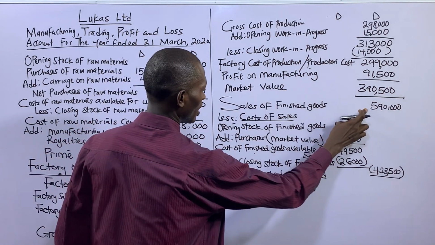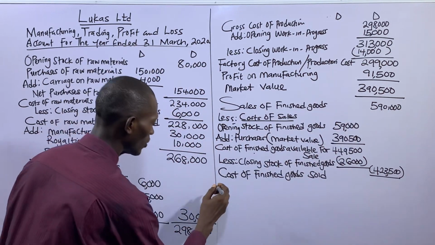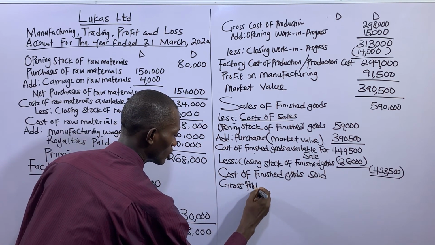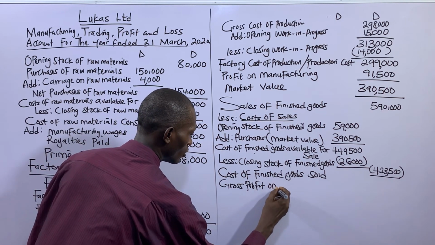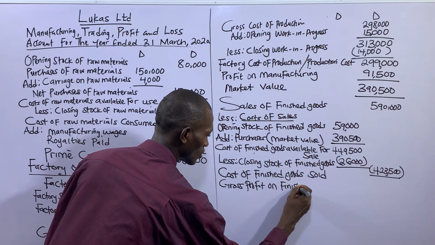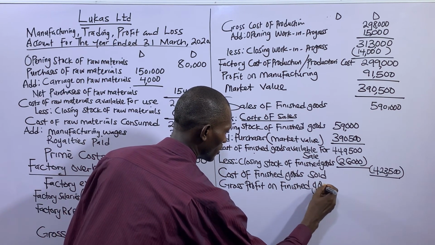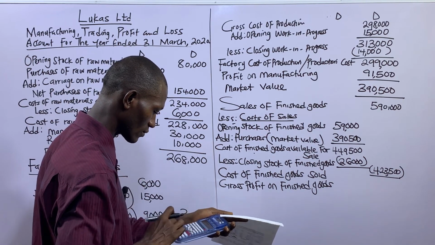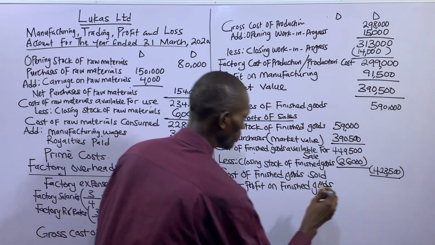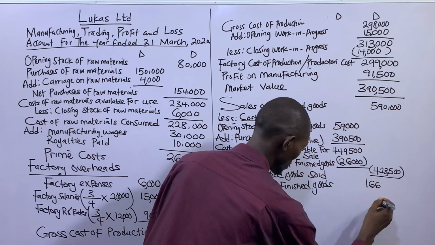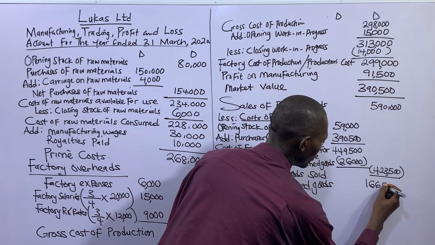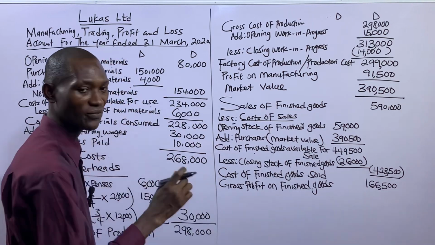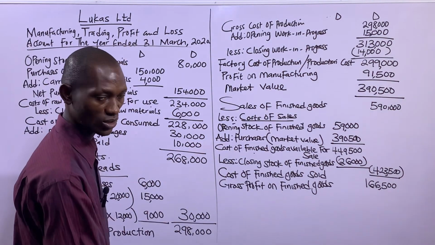Then we less it from our sales of finished goods. Then that will give us gross profit on finished goods. So minus, our profit is 166,500. So these are gross profits on finished goods when we sold it.